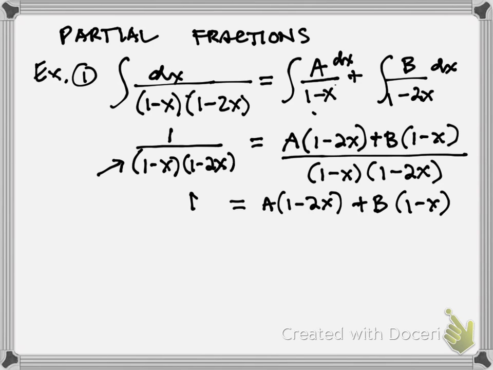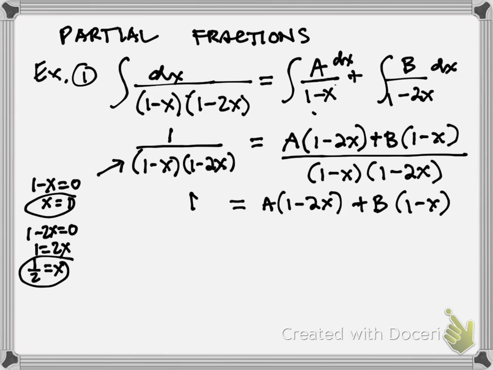The first one, 1 minus x equals 0. For that to be 0, x must be equal to 1, right? And for the second one, 1 minus 2x equals 0, 1 equals 2x. For it to become 0, x must be 1/2, right? So these are the two values that will make the denominator 0. We're gonna use these two values now to find the values of the variables a and b.